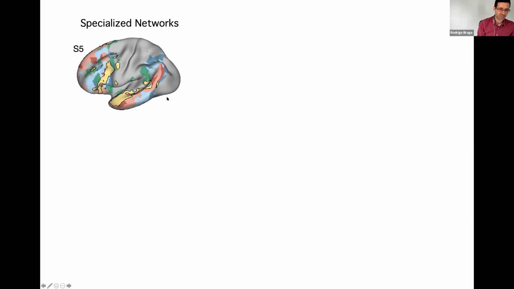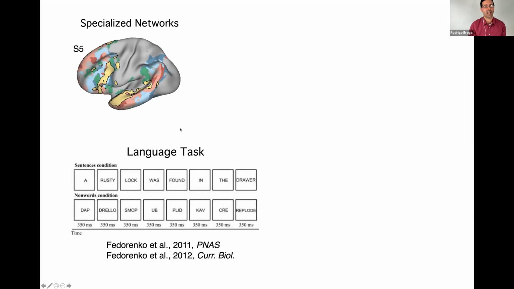As you can see, throughout most of the brain, these are really densely packed networks, but defined by connectivity, they're separable. We then had these same individuals undertake Ev Fedorenko's language localizer task. In this task, participants stare at the screen, and then they are presented with sentences, one word at a time. So the sentence might be, a rusty lock was found in the drawer. And at the end of each sentence, they just had to press a button to say that they were paying attention. So that's a sentence. The control condition is this pronounceable non-words condition where it's the same thing. They're just shown one word at a time, but in this case, it doesn't form a sentence. And then they have to press a button at the end of the non-word list.